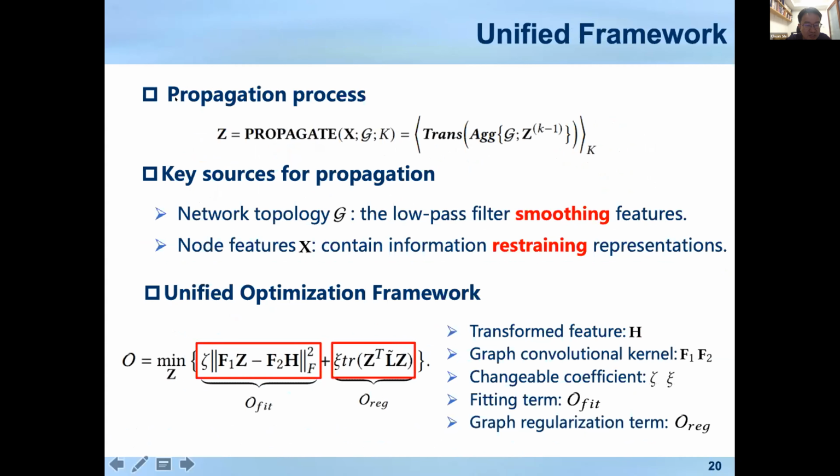Let's first revisit the propagation process. Given the node feature and graph topology and the iteration number k, the propagation unit aggregates label embeddings along the graph topology and does a transform operation.